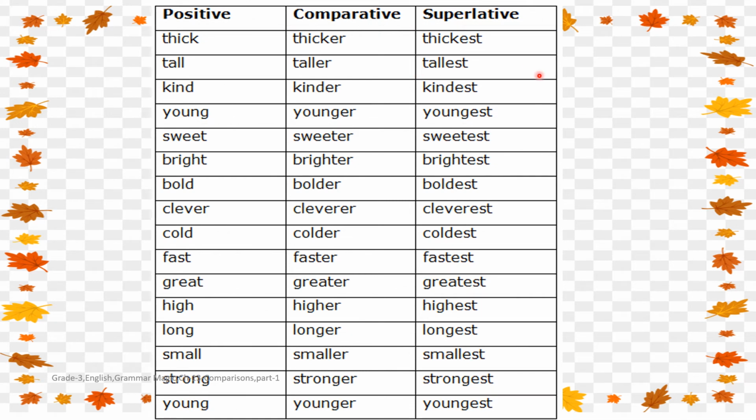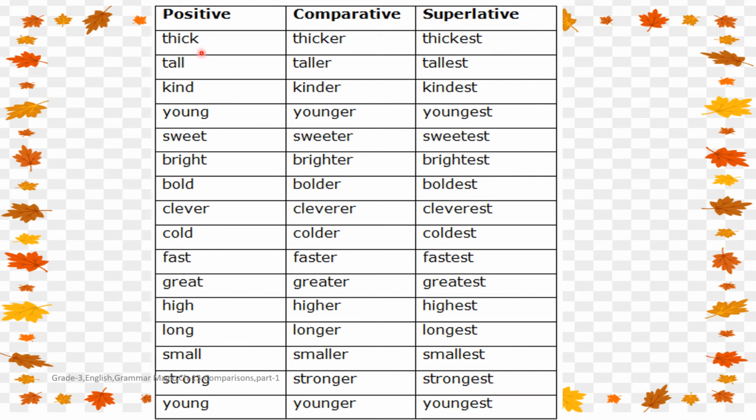As I said earlier, when we use the word as it is, it is the positive degree. We don't change the positive degree, we keep it as it is. When we add er to the end of the word, this is comparative degree. When we add est to the word, it is superlative degree. When we add est at the end of the word, it is said to be superlative degree. For example, long, longer, longest. These are some examples.